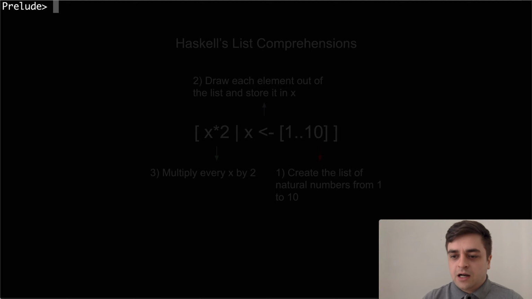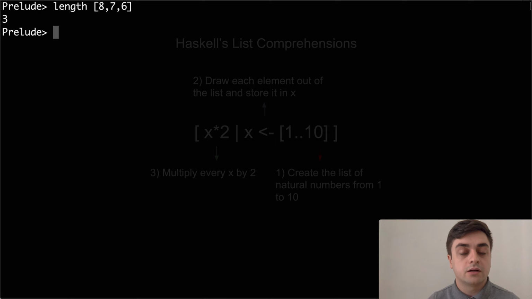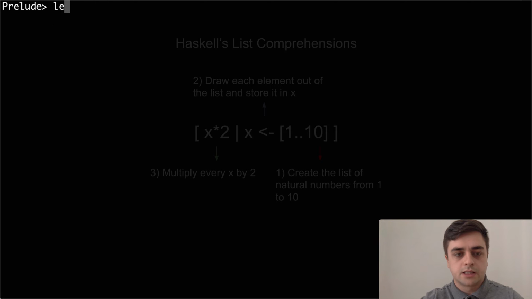Okay, so one final thing that I want to do with list comprehensions before we end this video is I want to try and define our own version of the length function, right? So the length function is used on lists to tell you how many items are in a list. So in this list, we have 3 items, but let's define our own, okay? Let's use the apostrophe syntax to create our own version of length, right? So this is our own version, and what it does is it takes a list and it's going to produce an integer, right?